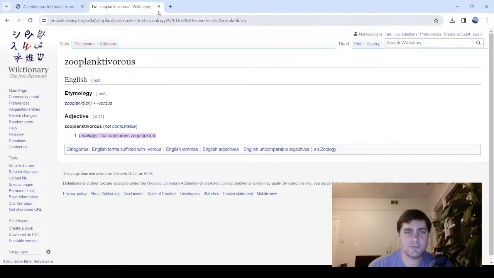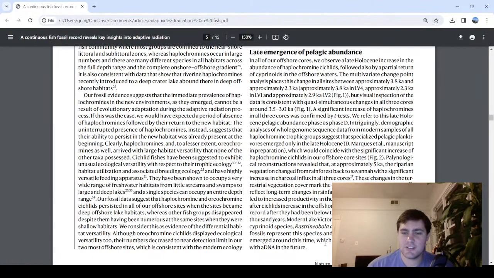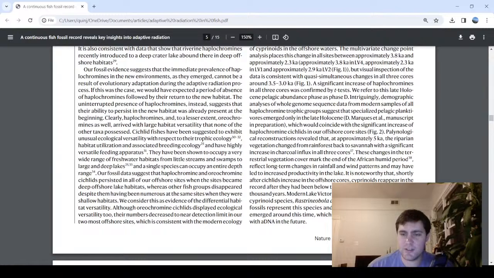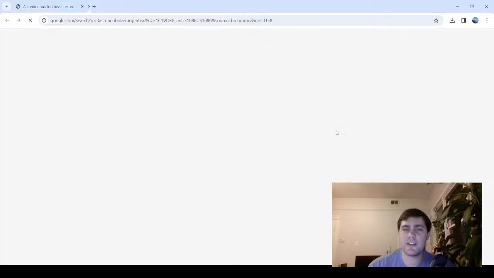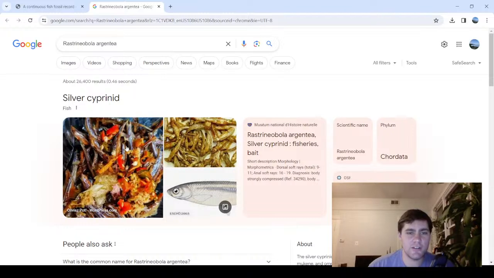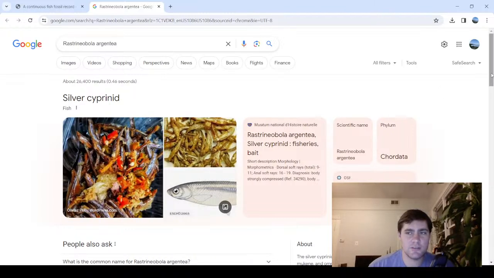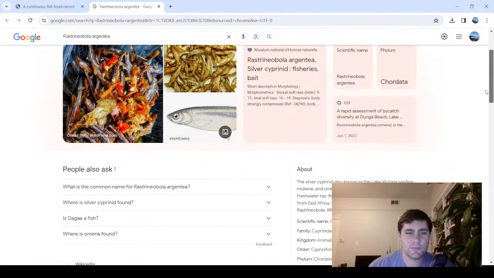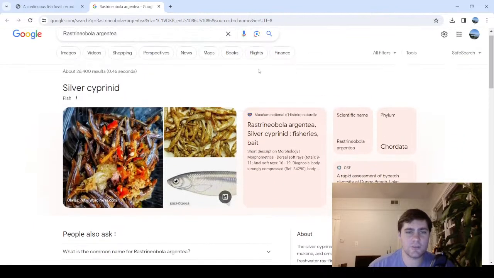Zooplankton. Okay. Animal that eats plankton. This is the only species. It says modern Lake Victoria just has this species in there that eats plankton. The silver cyprinid. Wow, it's cool.